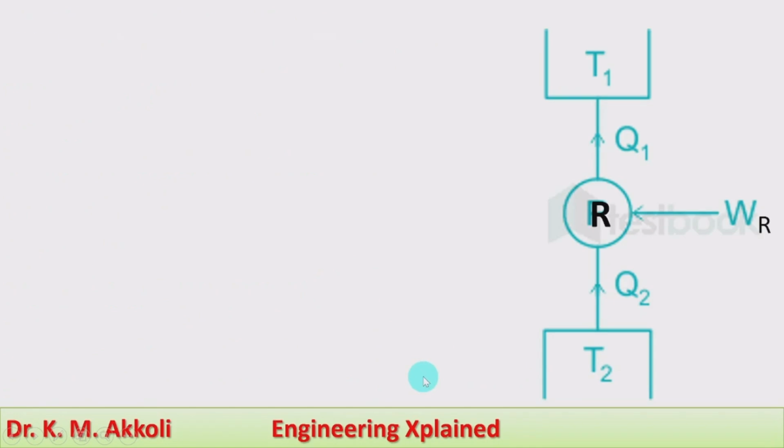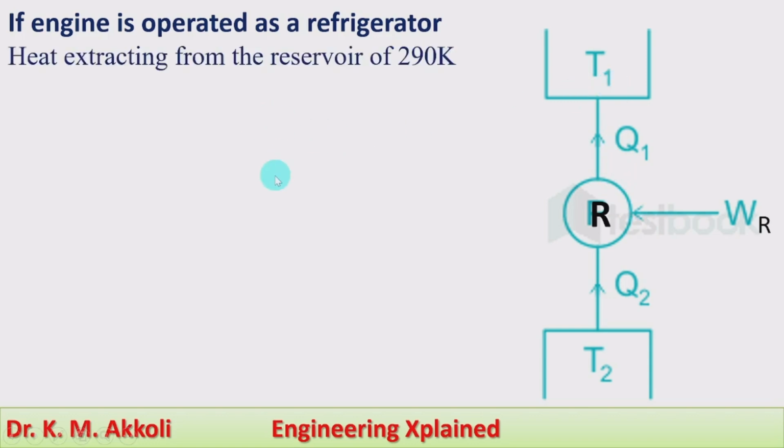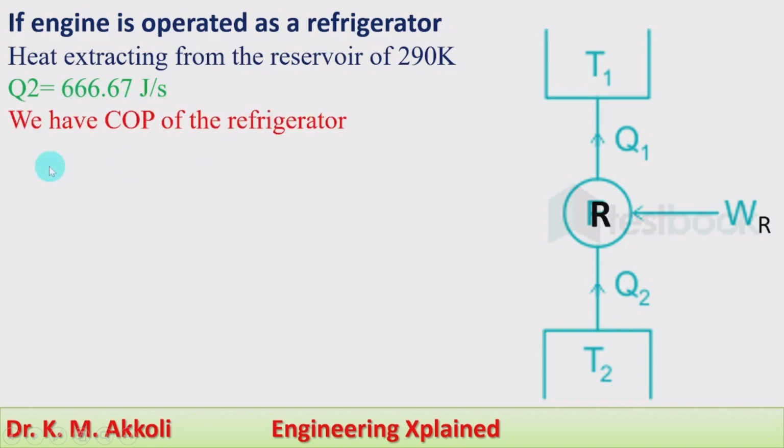Moving to the next, the refrigerator. If the engine is operated as a refrigerator, it receives the heat from the low temperature reservoir at temperature T2 with an amount of Q2 with the help of WR amount of work input, and transfers this Q1 amount of heat to the high temperature reservoir at temperature T1. For this, the heat extracted from the reservoir of 290 Kelvin, Q2, is given as equal to 666.67 joule per second.